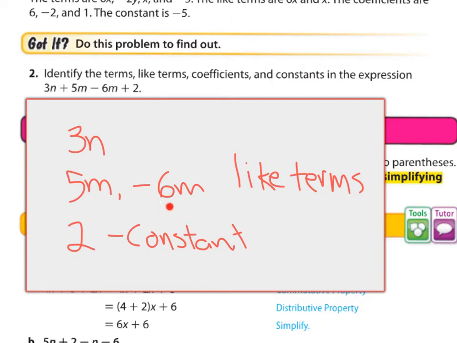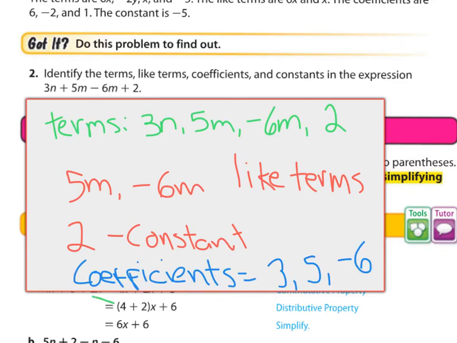These two as our like terms. And we do have three coefficients. We have the 3, the 5, and the 6. So our coefficients are 3, 5, and negative 6, as you can see here. Okay? And our terms are 3n, 5m, negative 6m, and 2. Those are all the terms in this number sentence.